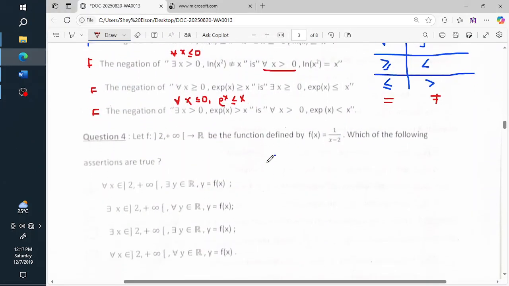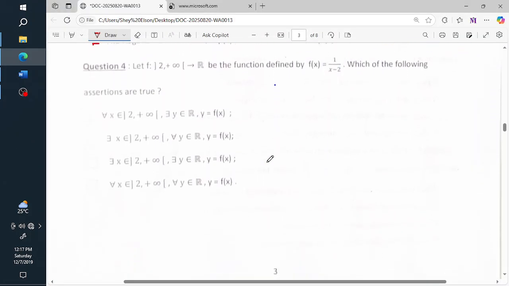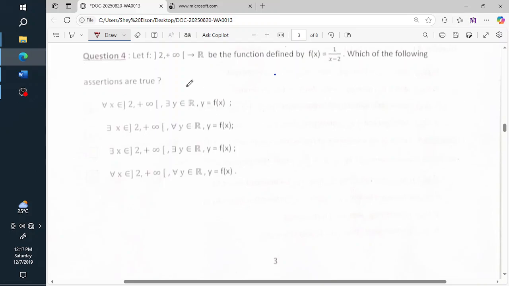Alright, so let's go to question number 4. Question 4 reads, let f be a function from, here is a domain and here is a codomain. So the domain is all real numbers greater than 2 and the codomain is all real numbers. So the function is defined by 1 on x minus 2. Which of the following assertions are true?